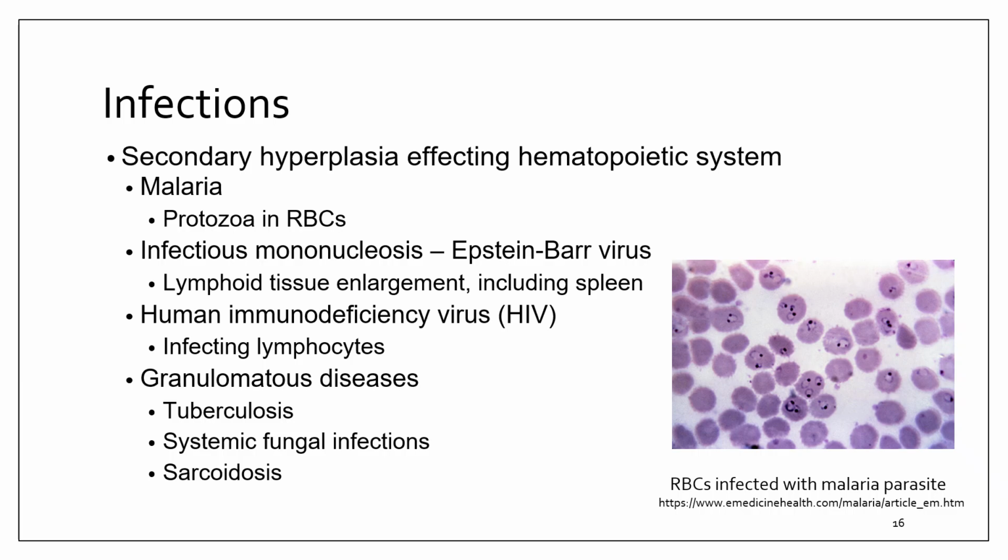Then we have infectious mononucleosis, or the Epstein-Barr virus. So EBV primarily infects B lymphocytes. This leads to marked lymphoid hyperplasia, enlarged lymph nodes, and an enlarged spleen, which is why mono patients are told no contact sports, because a spleen the size of a grapefruit is not built for football.